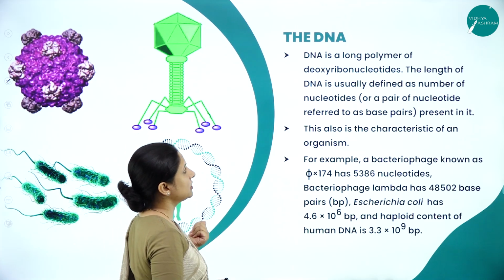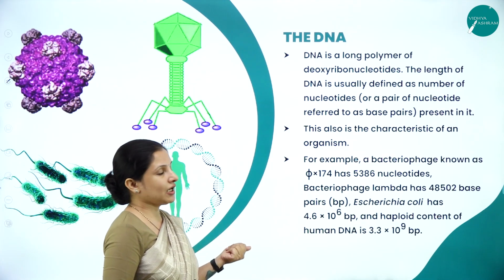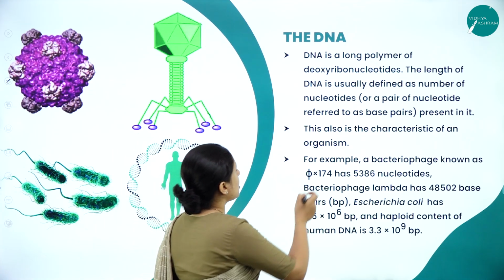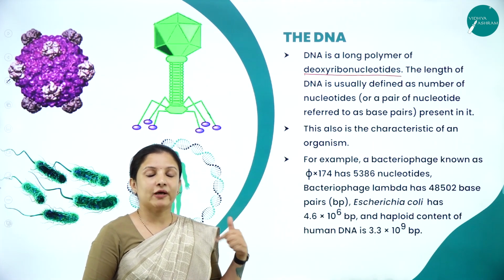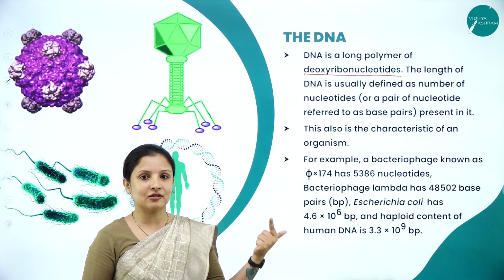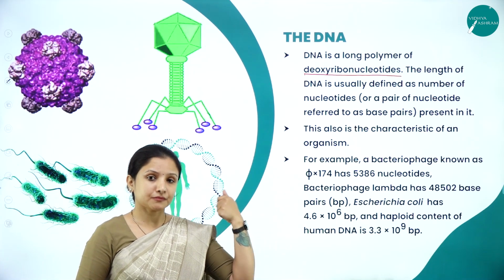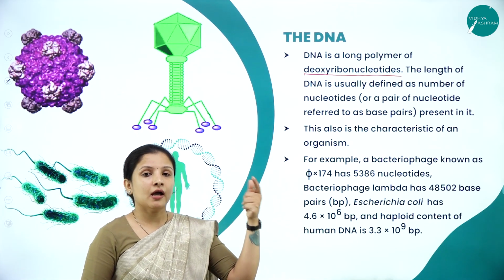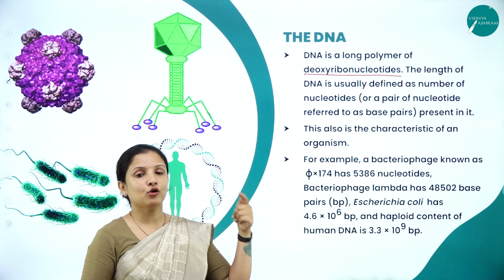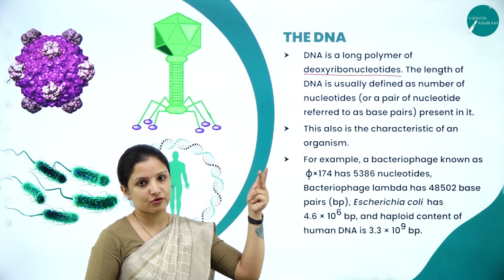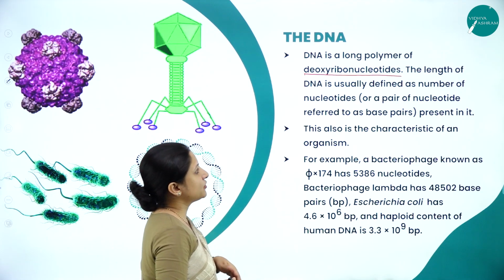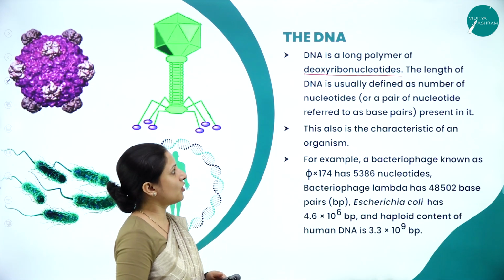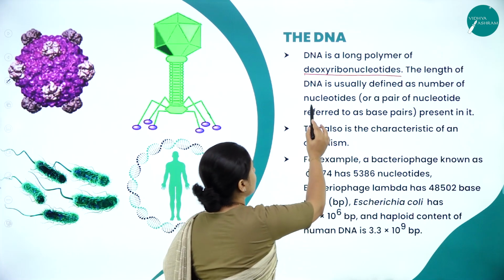So we'll talk about the structure of the DNA. DNA is a long polymer of deoxyribonucleotides, right? I told you what nucleotides are. When I say deoxyribonucleotide, it is understood: it is made up of deoxyribose sugar, a phosphate group, and one of the nitrogenous bases. So the length of DNA is usually defined as the number of nucleotides.